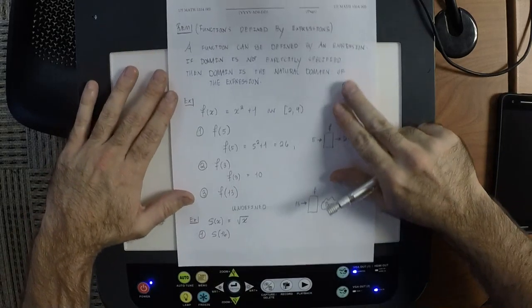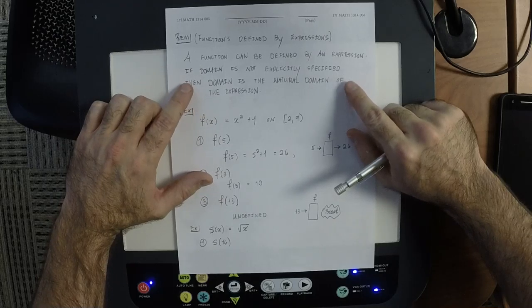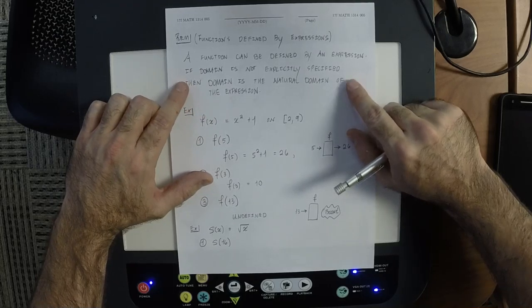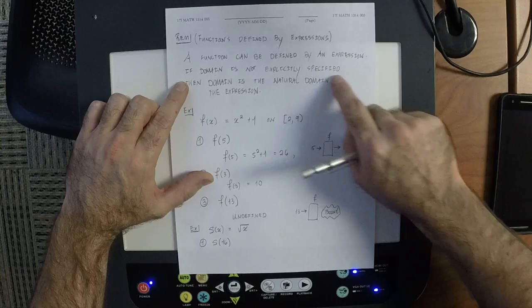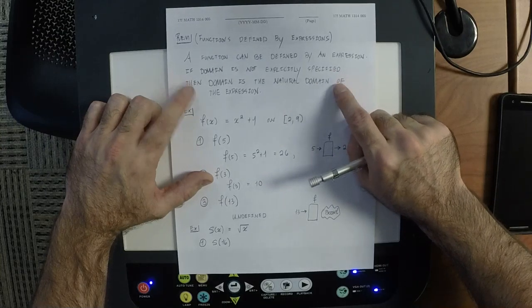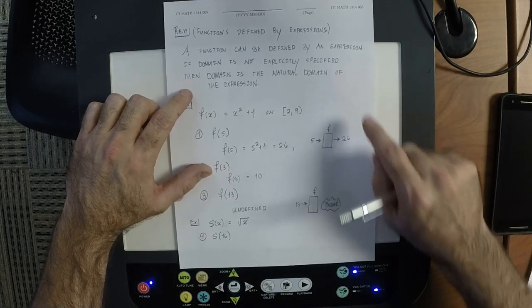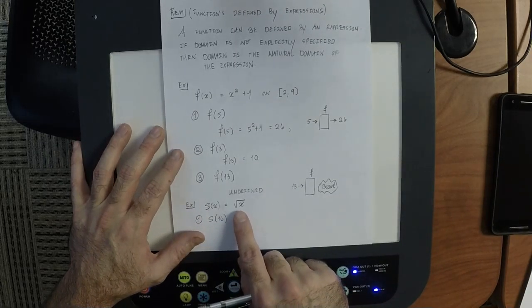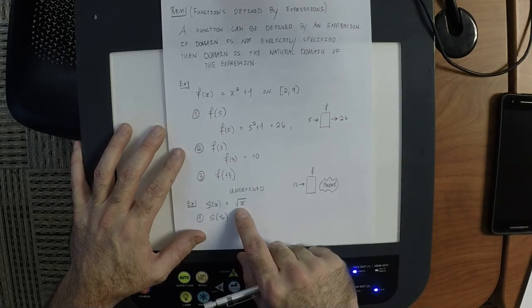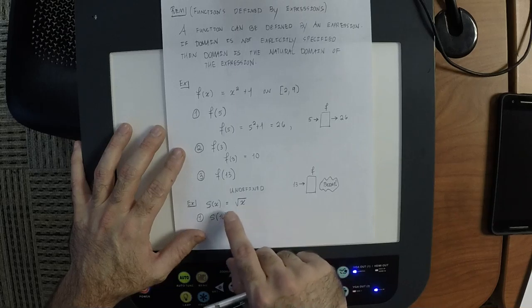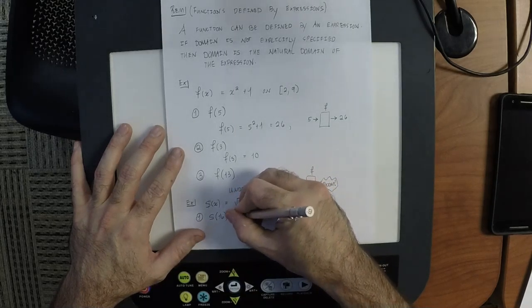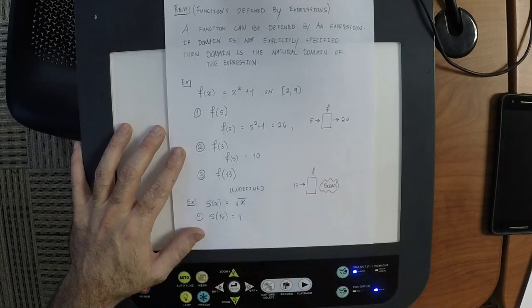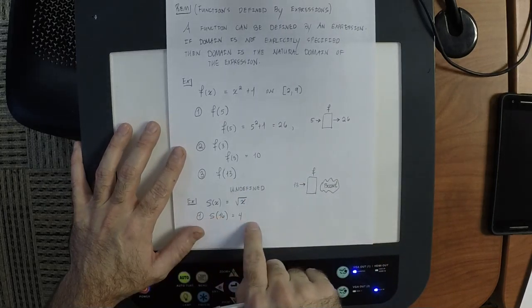Well, now you have to come to this thing. If the domain is not explicitly specified, then the domain is the natural domain of the expression defining it. So it's a good question. What is the natural domain of the square root? Well, okay. So the answer to this one is 4. So if you plug in a 16, you get a 4.